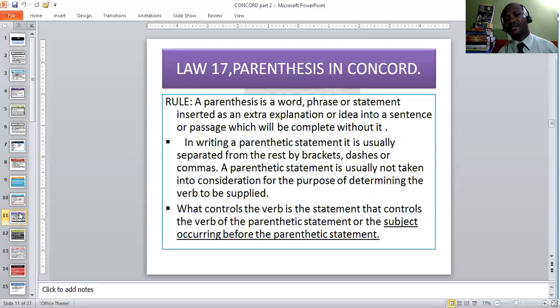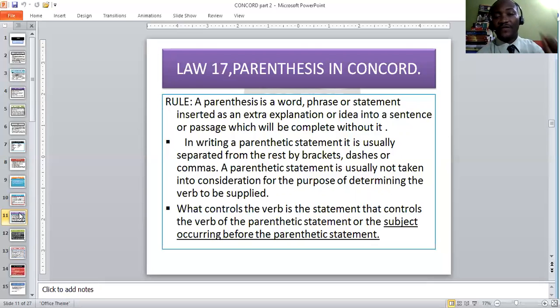Now we go to law 17, parenthesis in a Concord. Now what's a parenthesis? A parenthesis is a word, phrase, or statement that is inserted as an extra or adjunct idea into a sentence or passage, such that even if you remove it from that passage, it will still be complete. It won't affect it. In writing, usually we separate it with brackets, dashes, or commas. A parenthetic statement is usually not taken into consideration for determining the verb to be supplied. It does not count. It's irrelevant.